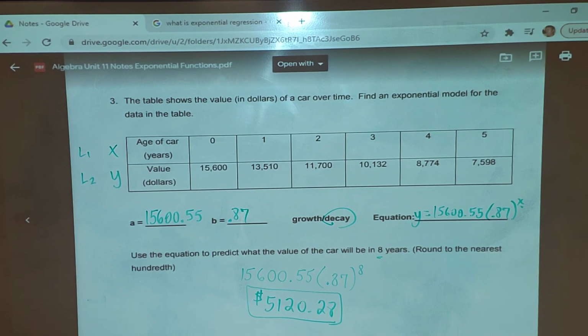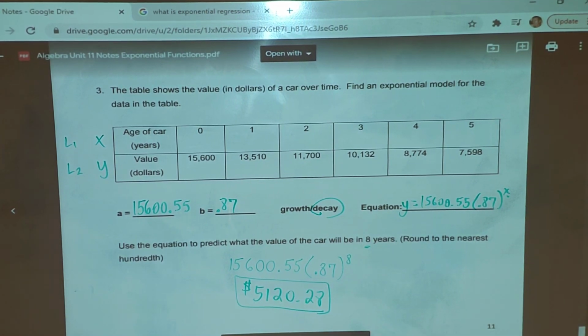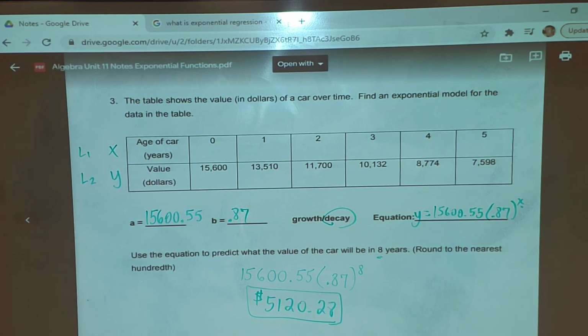So again, exponential regression today. Don't forget you also should have your review for Unit 11 tests. And any questions that you may have, make sure you get back with your teacher through email or however you usually communicate with your teacher.